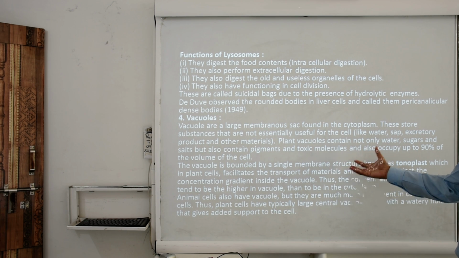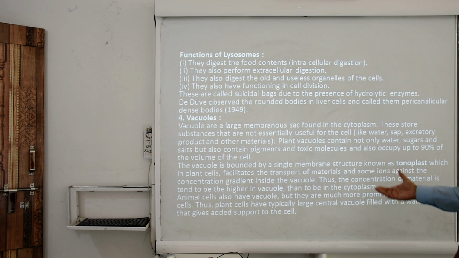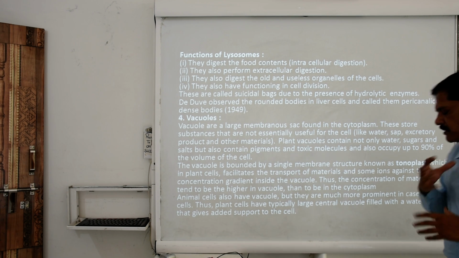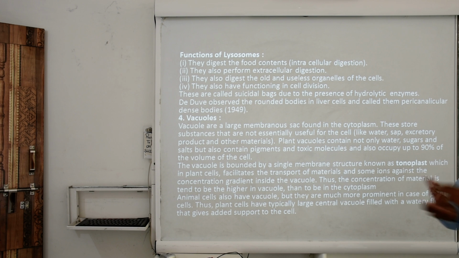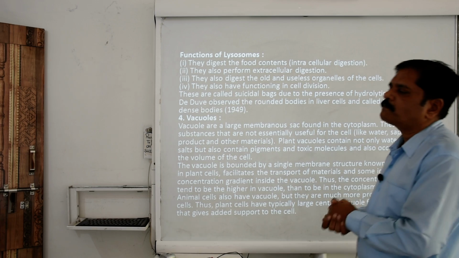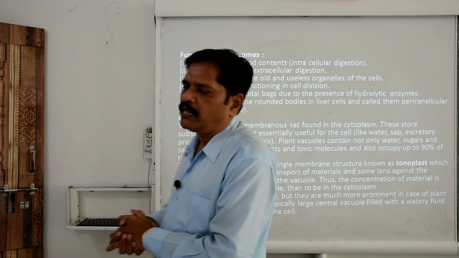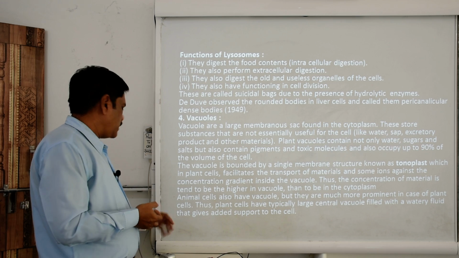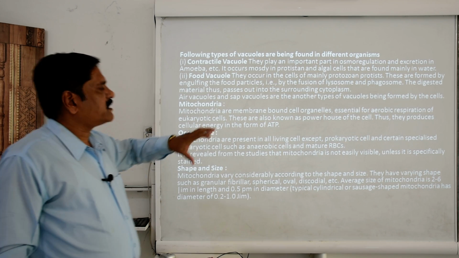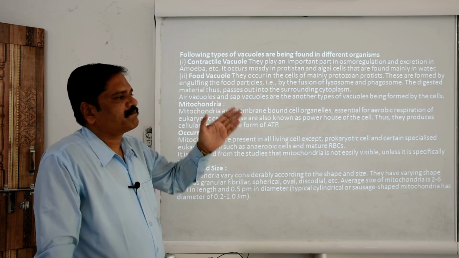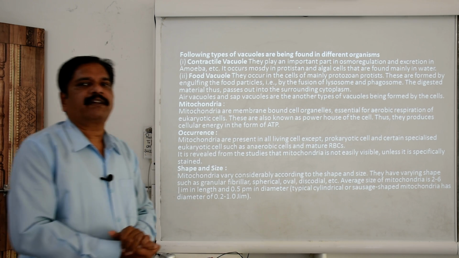Now these vacuoles are responsible for the concentration of materials, which tends to be higher in the vacuole than in the cytoplasm. Animal cells have fewer vacuoles, but they are very prominent and present in high number in the plant cell. You know that such a big vacuole is present in the plant cell, and it is responsible for shifting the nucleus to the peripheral side, clear?